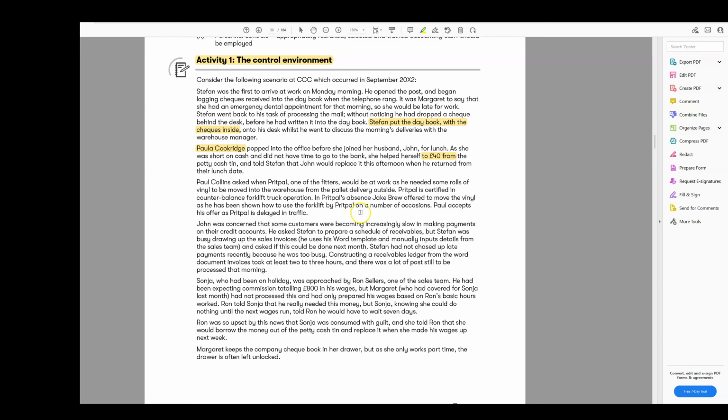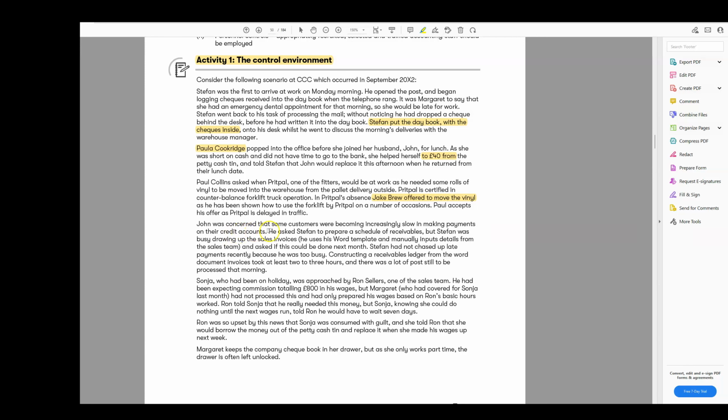So you can see here someone using the forklift without having training. Jake Brew offered to move the vinyl, and because he has seen how to use it, that could be dangerous. This is one of the weaknesses for an organization. If he is not qualified to use the forklift and he tries to use it because he saw it a few times, that could be dangerous for the company. So definitely it is a weakness for this organization.